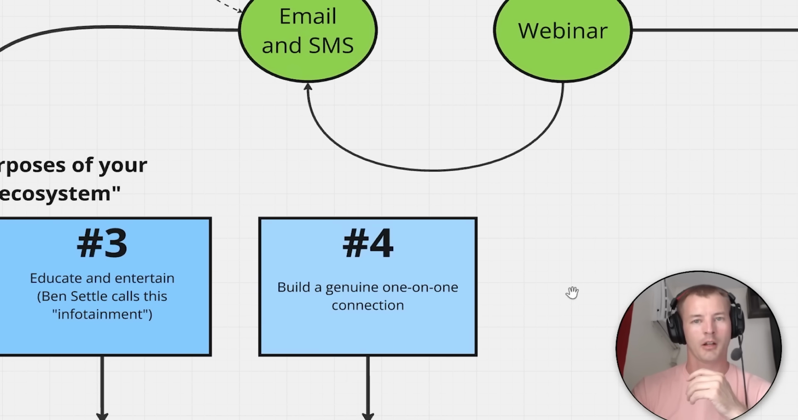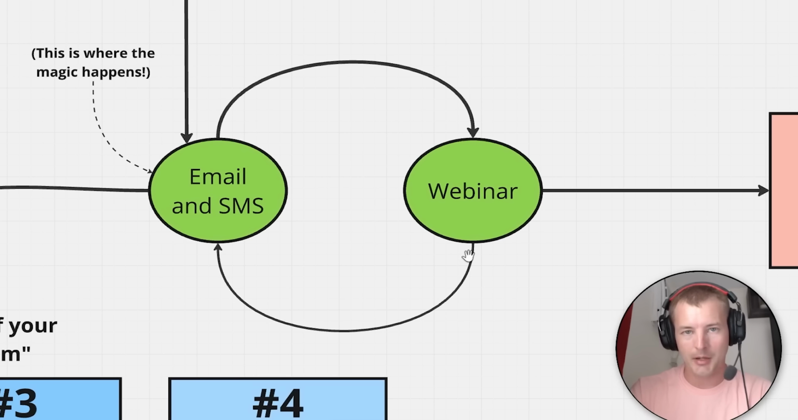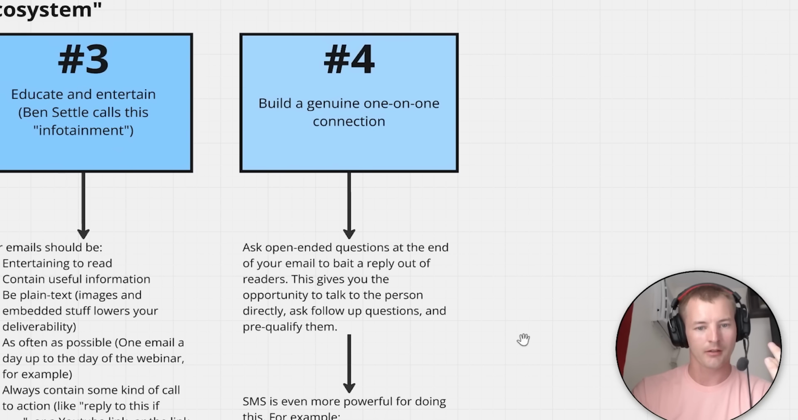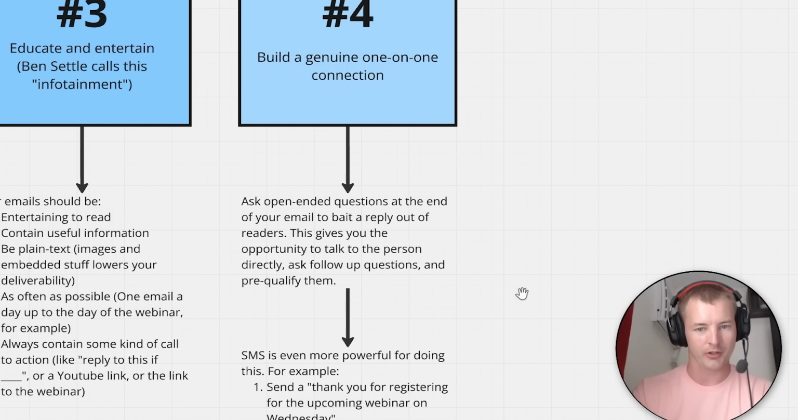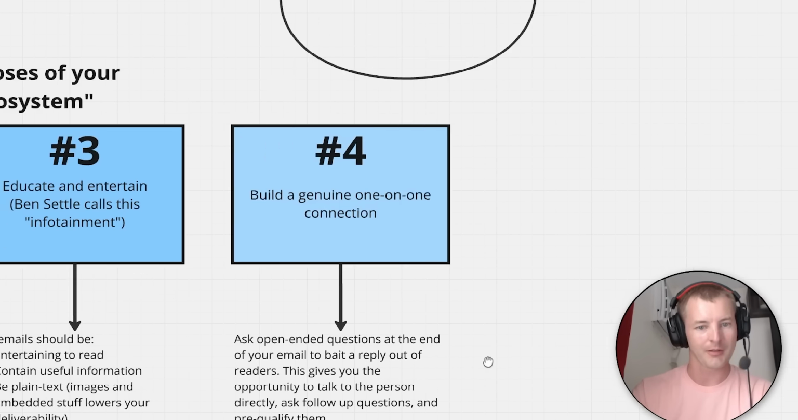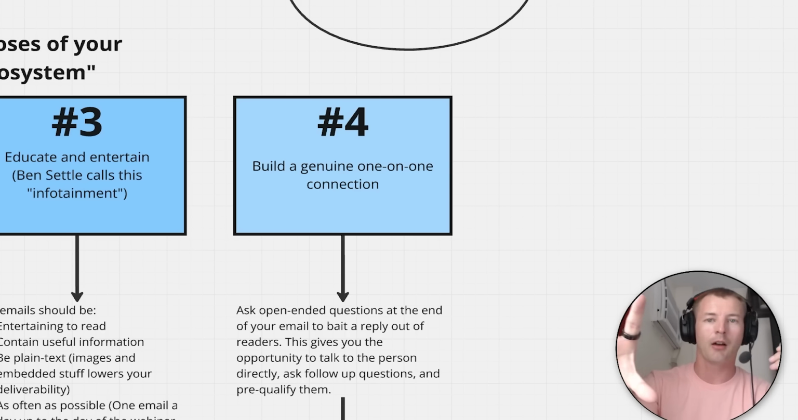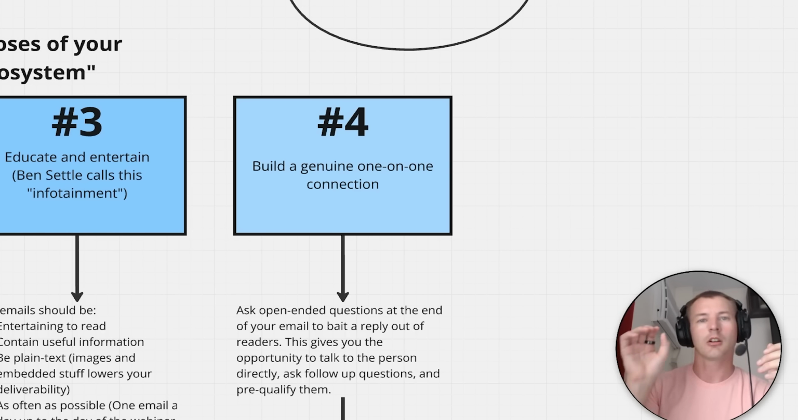genuine one-on-one connection. Again, assuming a lot of people aren't going to see your webinars, you have to use your email and your SMS to build that one-on-one connection instead. And so the way I do that is I ask open-ended questions in my emails, for example. So the 3 bullet points to increase your profitability with Amazon FBA, right? I'll write that out. I'll make it entertaining, include a story with it.